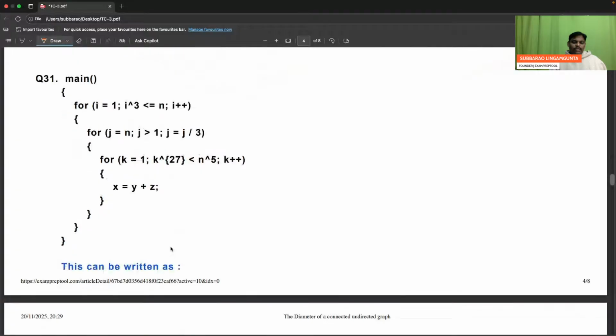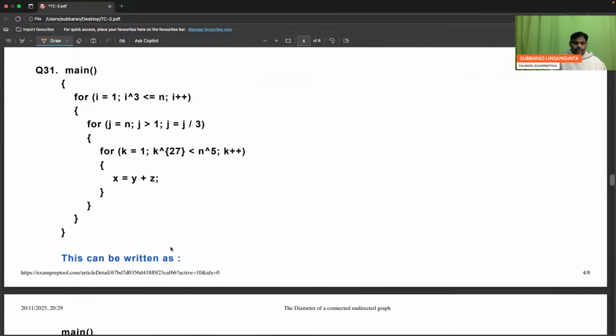Question number 31. See question number 31, based on all our basics, whatever we have done till now. One problem. I think 3 for loops are there. Everyone observe the inner loops. For k is equal to 1, k power 25, k is equal to 1, k power 27 less than n power 5, k plus plus.